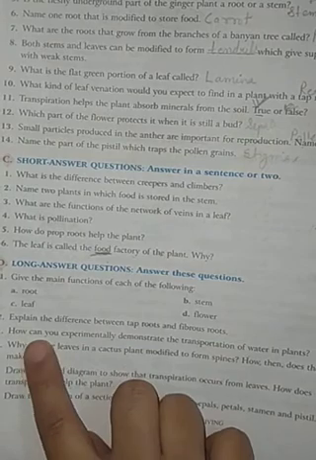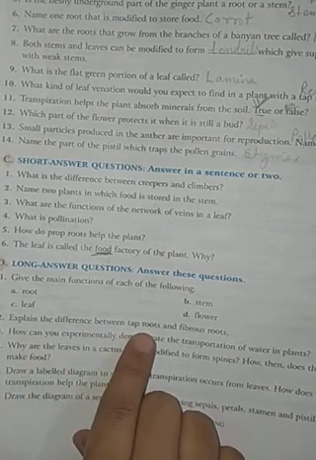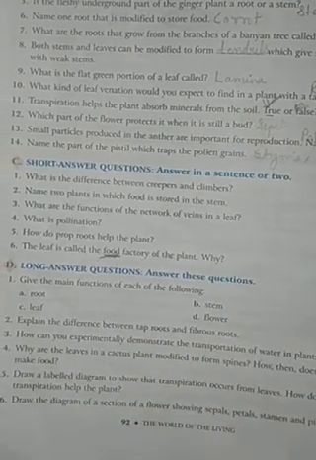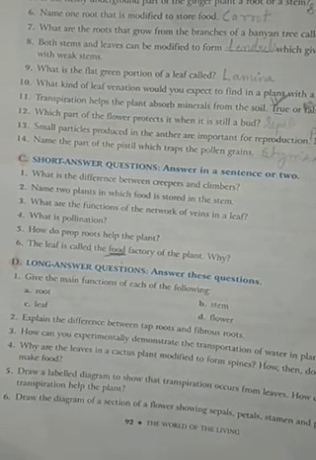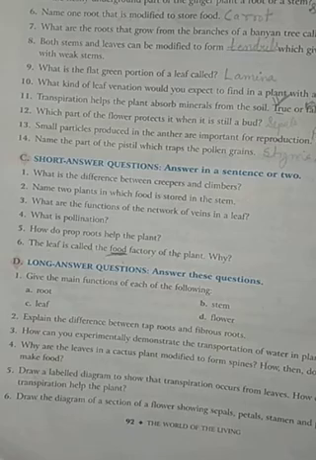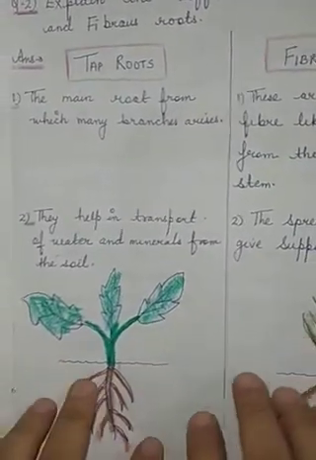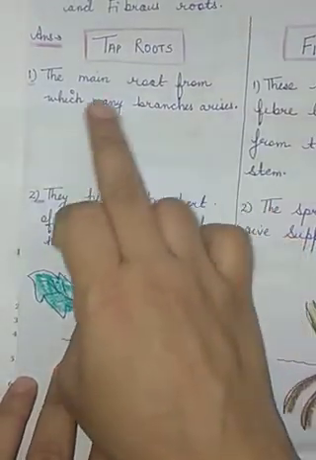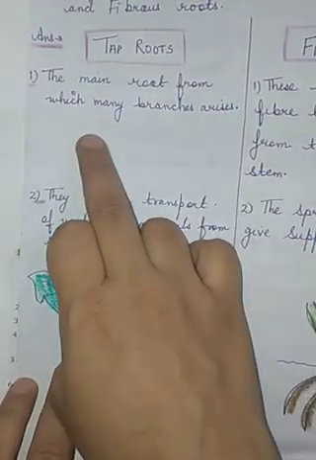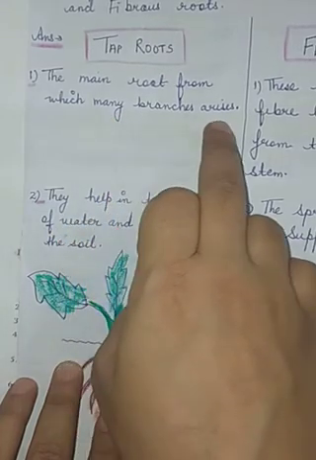Now coming to the second question. The second question of your book is, explain the difference between taproot and fibrous root. In this question you have to write the definition of taproot and fibrous root with the help of diagram. So in this way you are going to write the answer. First we will discuss the taproot. So what is the taproot? The main root from which many branches arise.